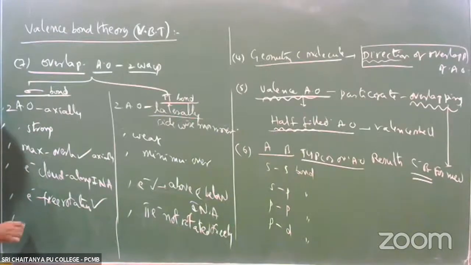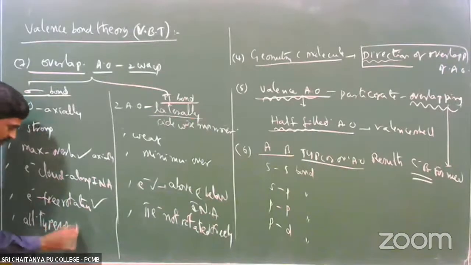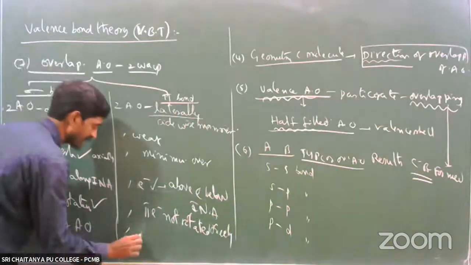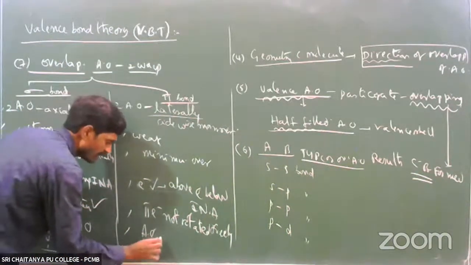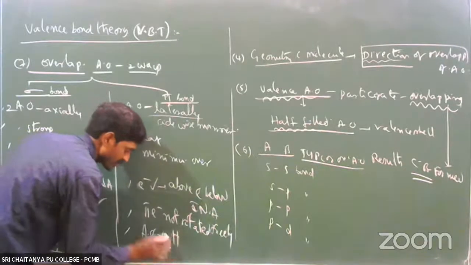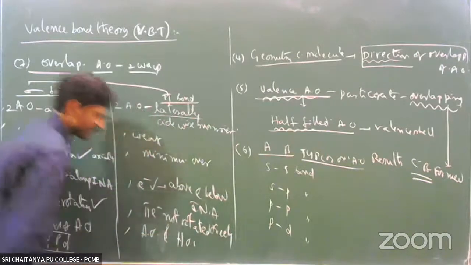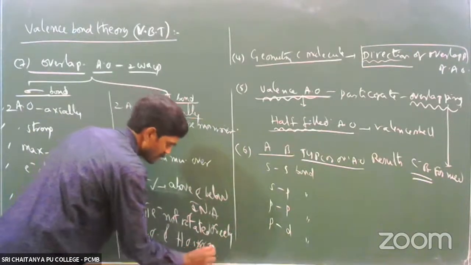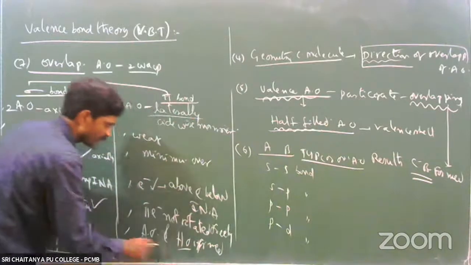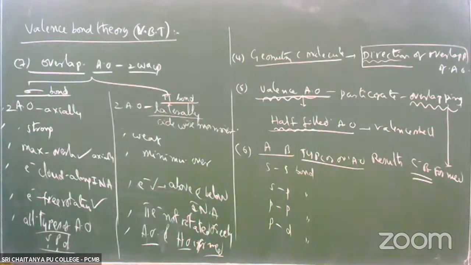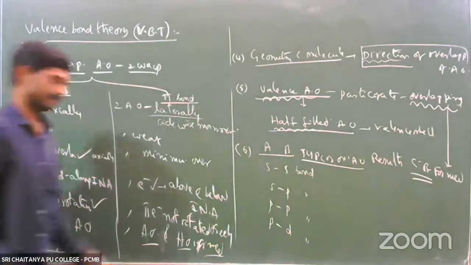sigma bond is formed by all types of atomic orbitals, that is s, p, d atomic orbitals. And pi bond is formed by atomic orbitals and also hybrid orbitals. Okay, so pi bond is formed by atomic orbitals and also hybrid orbitals, right? Got it? Yeah. Next one.